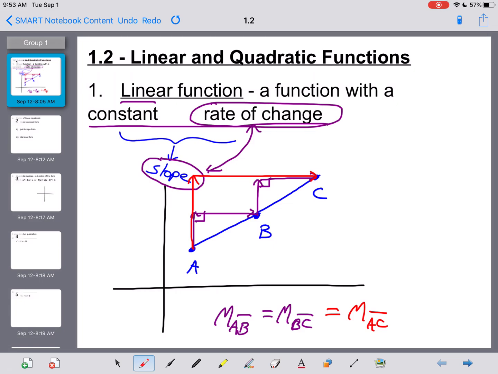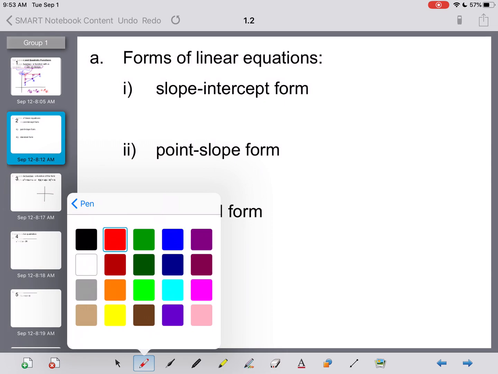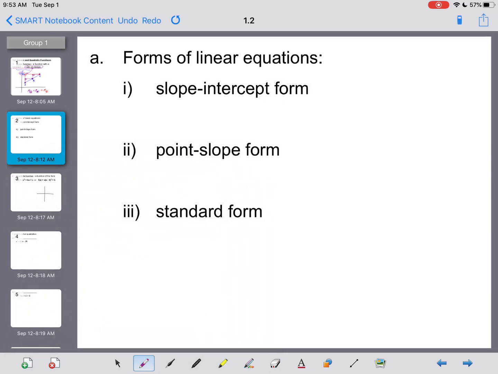And that's one that people tend to remember pretty well, so I don't think we need to beat that horse until it's that dead. Anyway, back to this one right here. Forms of linear equations. There's 3 of them that we probably ought to know.